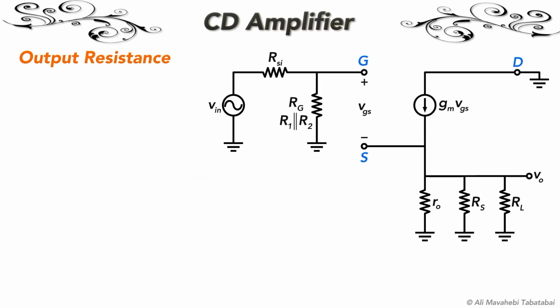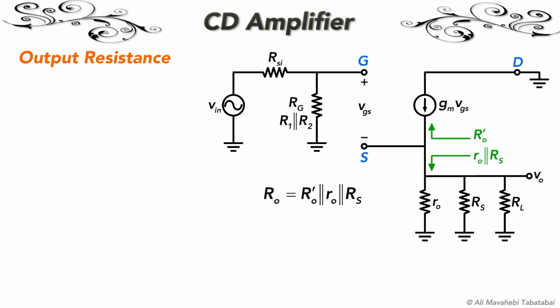To find the output resistance, if we look up the source terminal, we'll see resistor R'O. We don't know the value of this resistor, so we must calculate it later. If we look down, we'll see the parallel combination of resistors RO and RS. It is important to note that the load resistance is not included in the output resistance. The output resistance of the source follower is the parallel combination of R'O, RO, and RS.